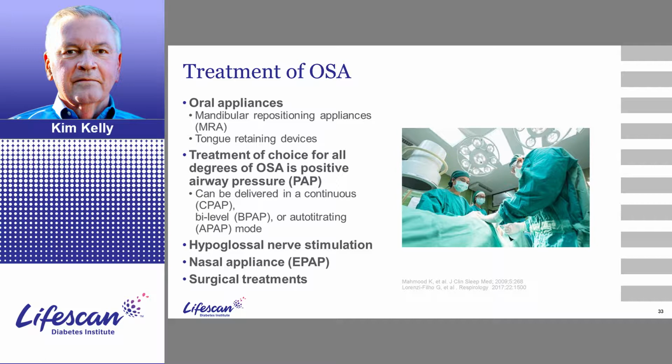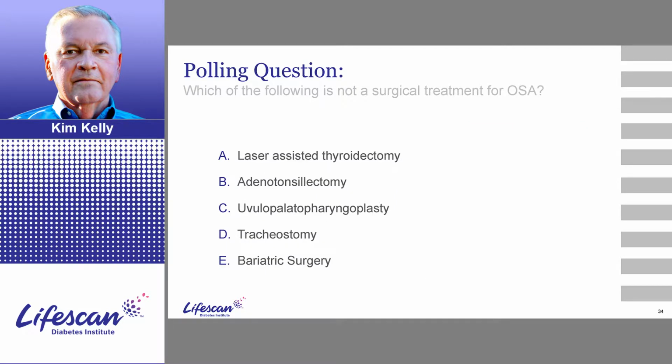There is a very unusual procedure where the hypoglossal nerve can be stimulated. While there is a device out there that does that, not very many people use it. Nasal appliances, there's a little valve-like device that you can put over the openings of your nose. They will let air in, but whenever you try to breathe out, they regulate the outward movement of air, so you're having a kind of an endogenous positive airway pressure. And finally, surgical treatments. There are lots of different surgical treatments, and we're going to go to a polling question and find out about them.